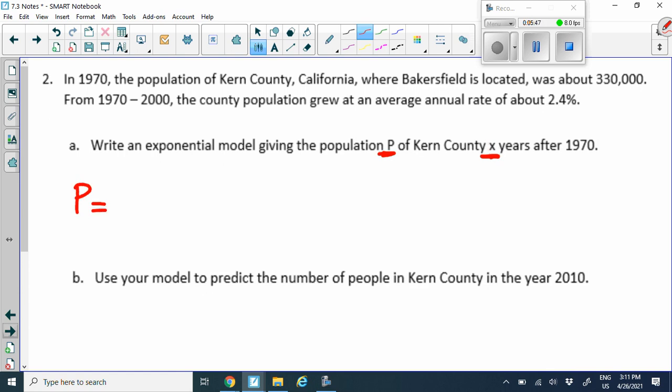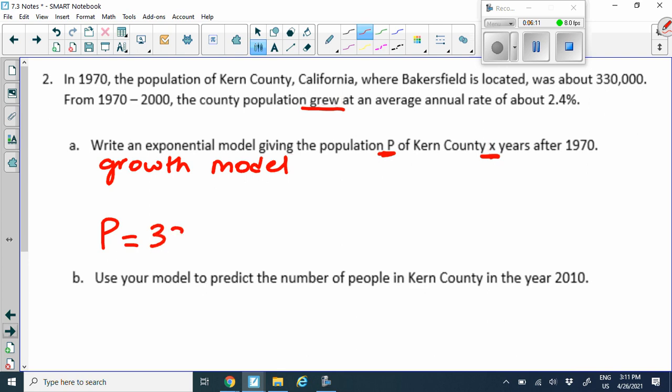Now, it says the county population grew. So is this going to be a growth or a decay model? It is going to be a growth because the population grew. So I have P equals, and of course I know I'm going to have to do 1 plus r. Now, let's identify our a value, so the initial amount. So initially, Kern County had a population of 330,000. That was our initial.